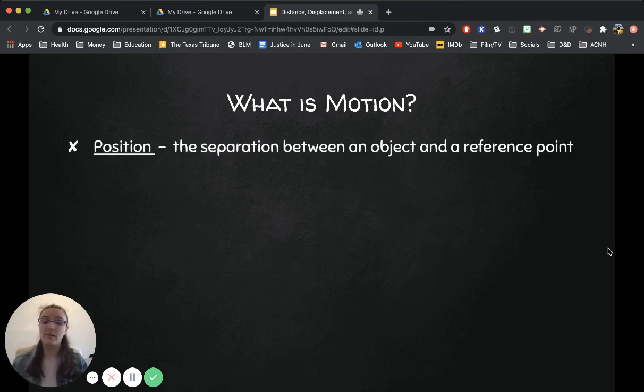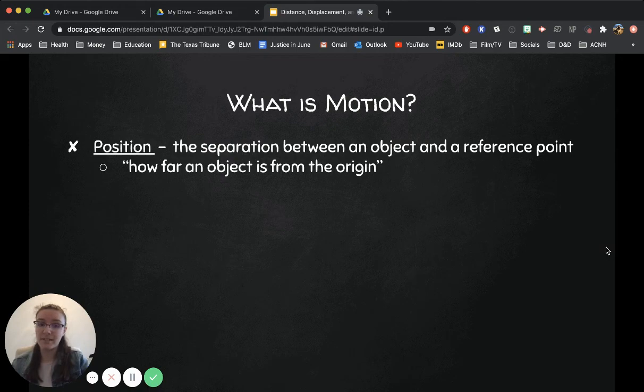The position of something, which is just the separation between an object and a reference point. Where are you in relation to your refrigerator? Or how far an object is from the origin, more broadly.